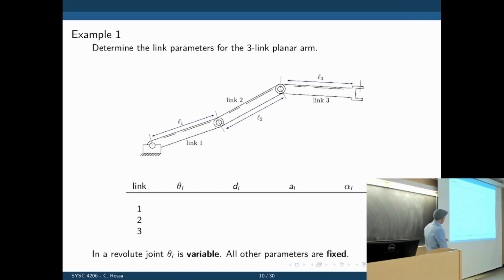So here we have a table, links 1, 2, and 3, and then the parameters there. So what's the first step? Let's do the frame assignment. Where should we put the frames? Well, the frame for link 1 goes at the end of link 1.